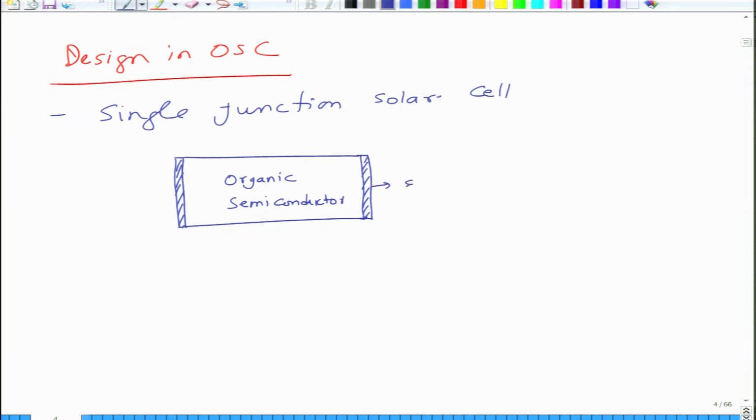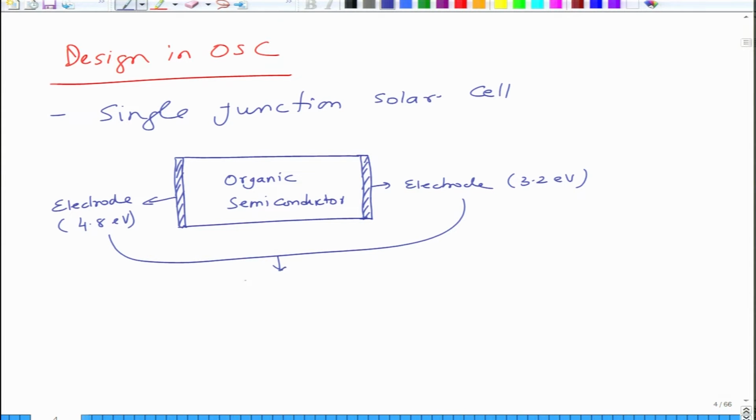and this is electrode 1 and this is electrode 2. Let us say this electrode has a work function of 3.2 electron volt and this has a work function of 4.8 eV. These two have to have different work functions so that you have enough, so they give rise to an electric field which can be used to break the excitons.